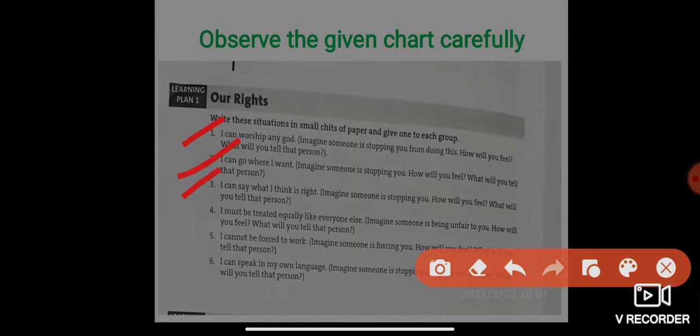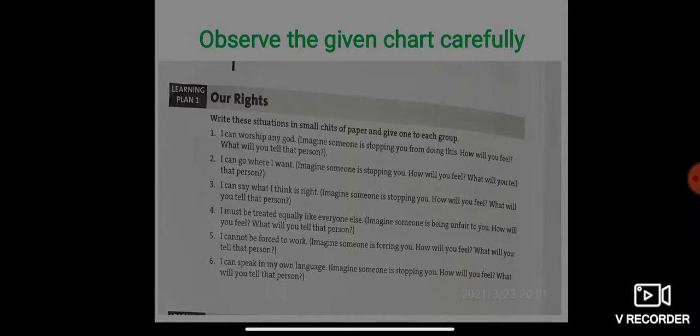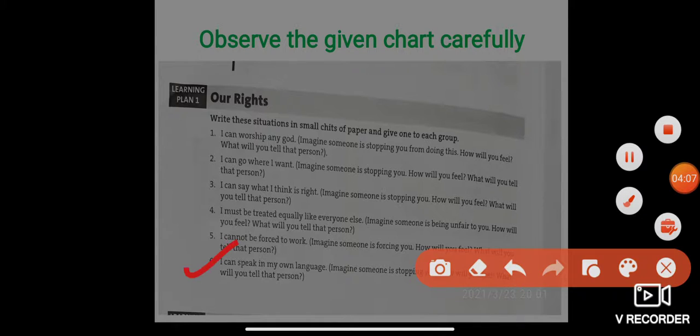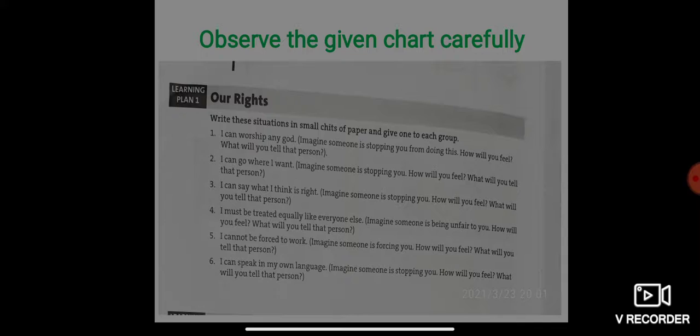3. I can say what I think is right. Imagine someone is stopping you. How will you feel and what will you tell that person? 4. I must be treated equally like everyone else. Imagine someone is being unfair to you, not treating you equally as the other fellow. How will you feel, and what will you tell that person? 5. I cannot be forced to work. Imagine someone is forcing you to do a certain thing. What will you feel and what will you tell that person? Last point, 6. I can speak in my own language. Imagine someone is stopping you from speaking in your own language. What will you feel and what will you tell that particular person who is stopping you?